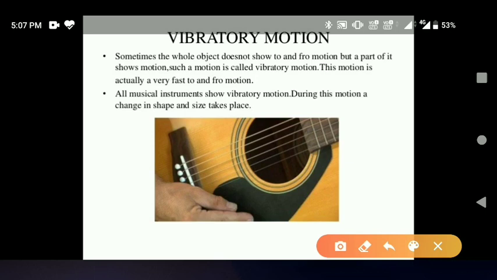Vibratory motion. Vibratory motion is a type of oscillatory motion. A body is said to exhibit vibratory motion if a part of the object or body moves back and forth about its mean position. The movement of the string in musical instruments like a guitar or sitar is an example of vibratory motion, as only a part of the instrument moves to and fro and not the whole instrument.